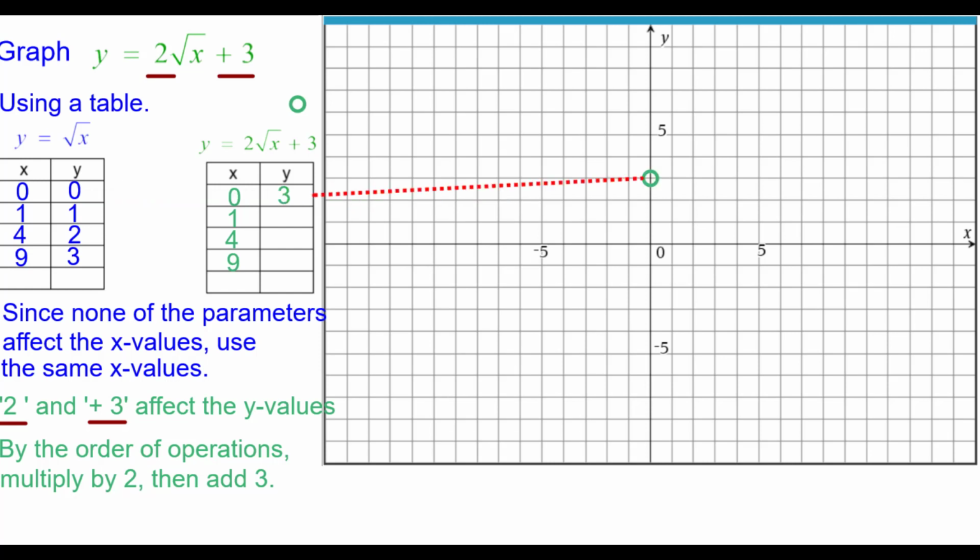Plot 0, 3. 1 times 2 is 2, plus 3 is 5, 1, 5. We ask you to pause and do these 2 points, plot them, and draw the curve. Press pause to do that, resume when you're ready.